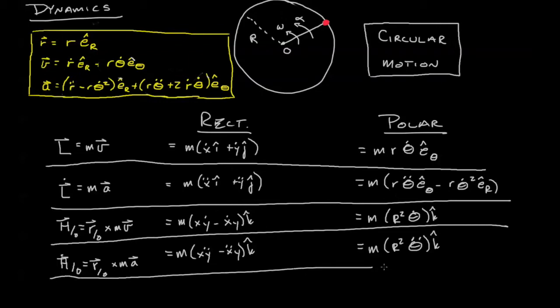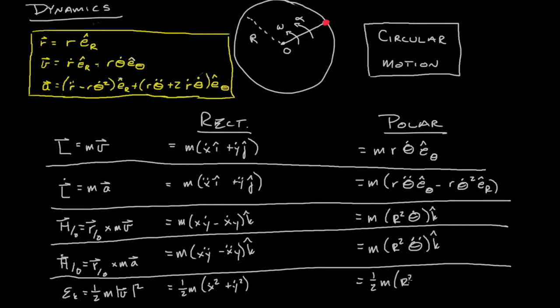Next, let's take a look at energy. Now, energy is not a vector equation, or a vector value, but we do know that it's 1/2 mv squared. In rectangular coordinates, that's going to be 1/2 mass times the magnitude of the velocity squared, which is simply x dot squared plus y dot squared. And in polar coordinates, we're going to have 1/2 mass times r squared theta dot squared.